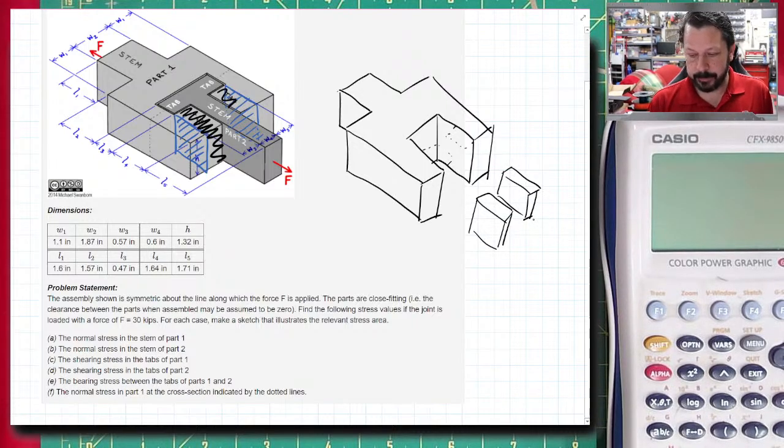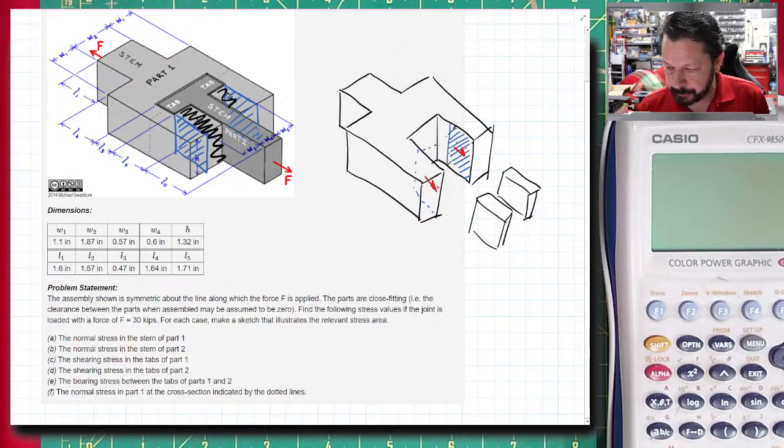Those have sheared off, and they sheared from this area here and this corresponding area on the back side that we can't see. So the shear force would be on this little surface and on this surface.